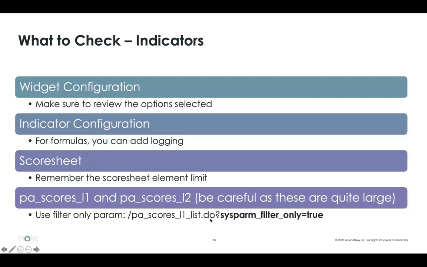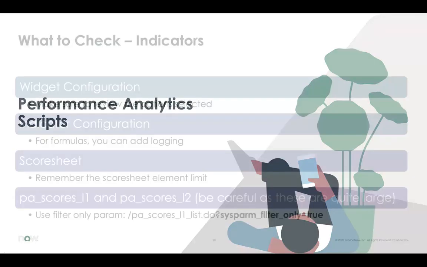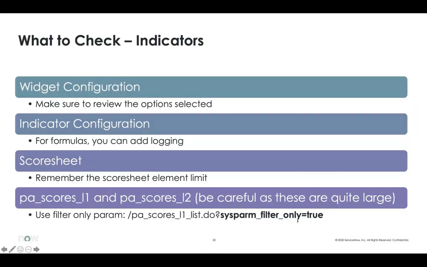A very, very important note, and I'm going to bring this up, is that you want to make sure that you add the sysparm_filter_only equals true. There can be hundreds of millions or billions of records in this table. You don't want to wait for that to load. Sysparm_filter_only equals true will only load the filter. So I'm going to jump over and do these last two pieces that we didn't do before, so that you see them.